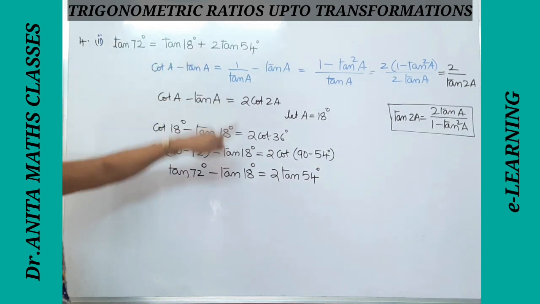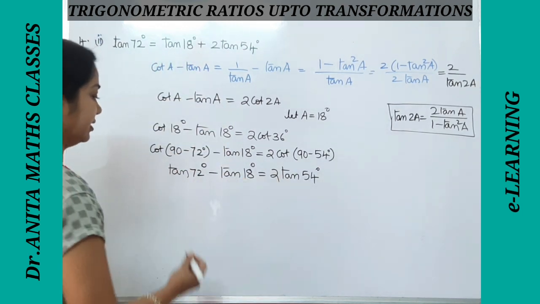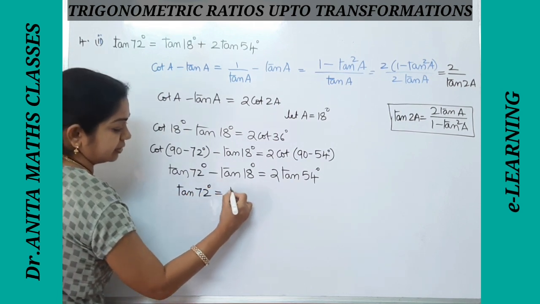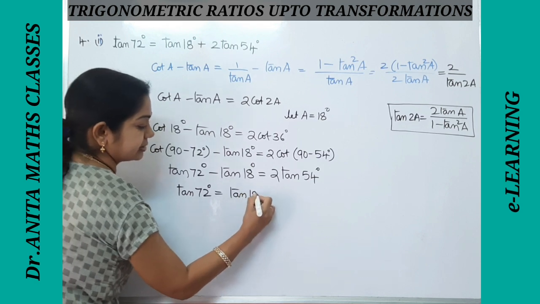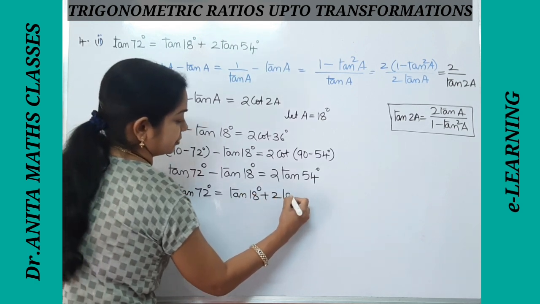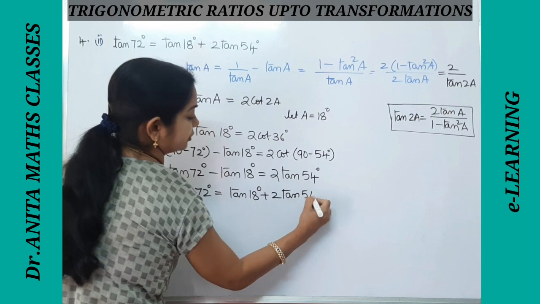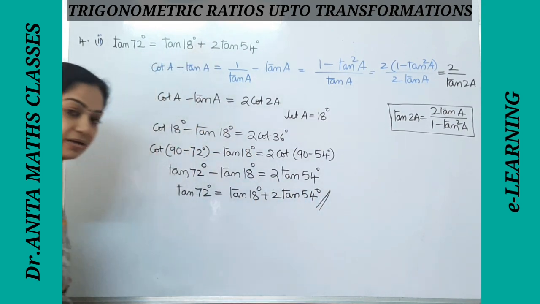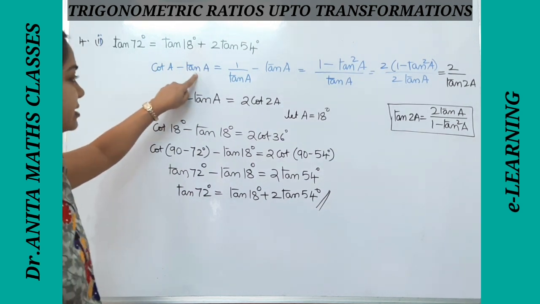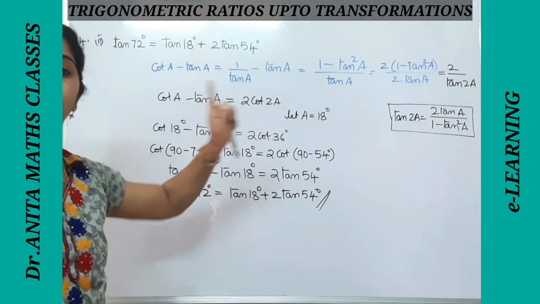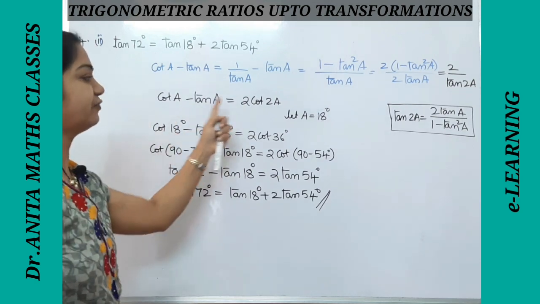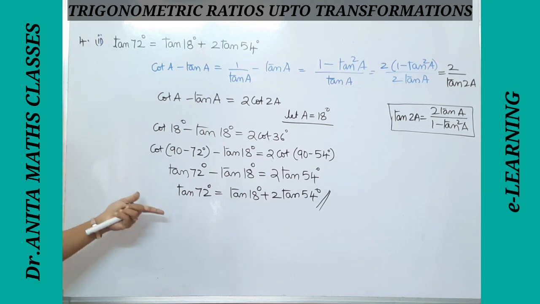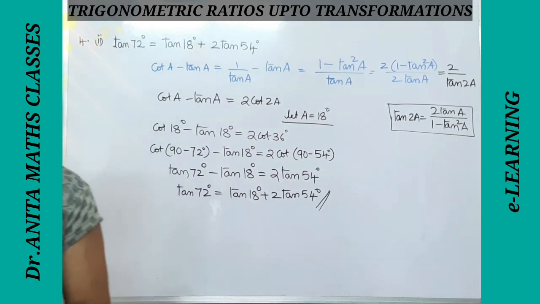See here we have it. Now we will shift this to the other side, and that comes to our solution: tan 72 degrees is equal to tan 18 degrees plus 2 tan 54 degrees. This is what we have here. So hence proved. I started with a simple thing, cot a minus tan a. We got 2 cot 2a. In place of a we substituted 18 degrees and we got the result. Please pause the video and note it down. Let's see the next problem.